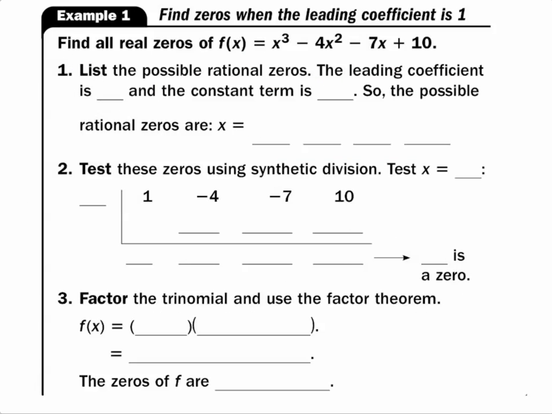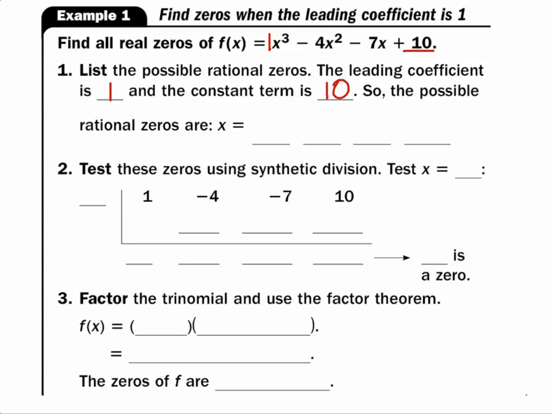Example 1. Find all the real zeros of f of x equals x to the third minus 4x squared minus 7x plus 10. It says list the possible rational zeros. The leading coefficient is 1, because of the invisible 1 in front of x to the third. And the constant term is 10. And that comes from the constant term there.